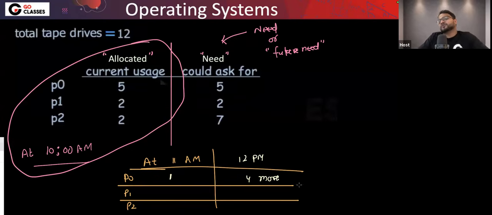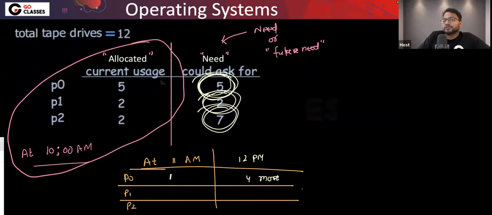Future need means what it could ask for. It is not necessary that it will immediately ask for 5. It may ask for a maximum of 5. It is not even necessary that in its lifetime it will ask for 5. It may ask for 2 maximum, or 7 maximum, right? That's all these numbers mean.